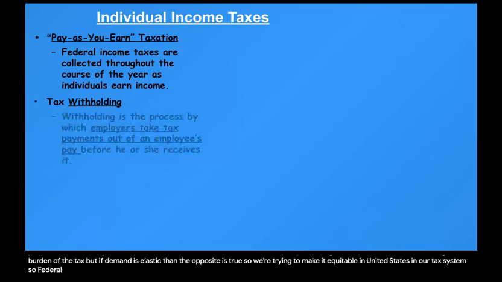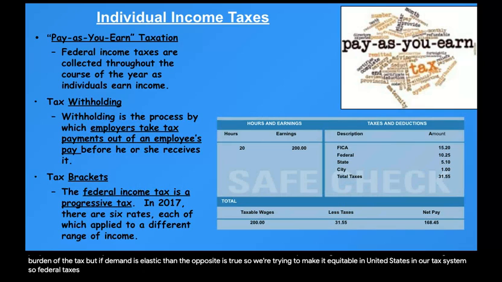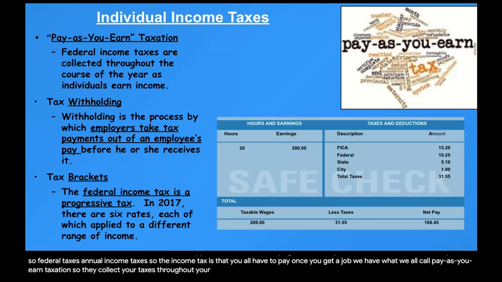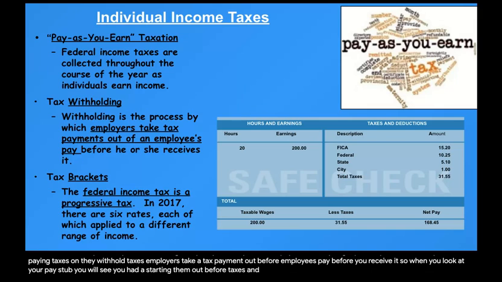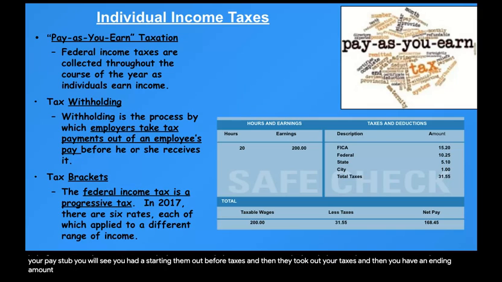So, federal taxes. Individual income taxes, so the income taxes that you all have to pay once you get a job. We have what we call pay as you earn taxation. So they collect your taxes throughout your year. Every individual paycheck that you get, probably twice a month, you will be paying taxes on. They withhold taxes. Employers take a tax payment out before you receive your pay. So when you look at your pay stub, you will see you had a starting amount before taxes, and then they took out your taxes, and then you have an ending amount after that at the bottom of your pay stub.